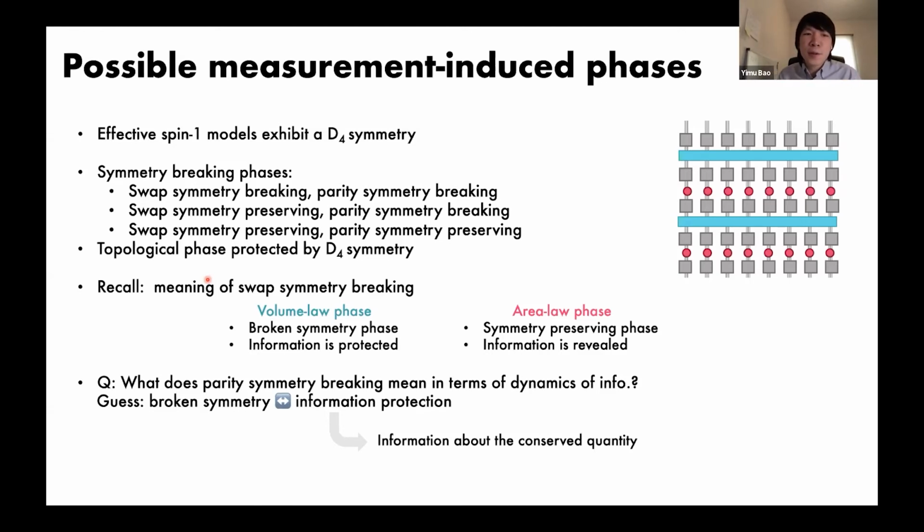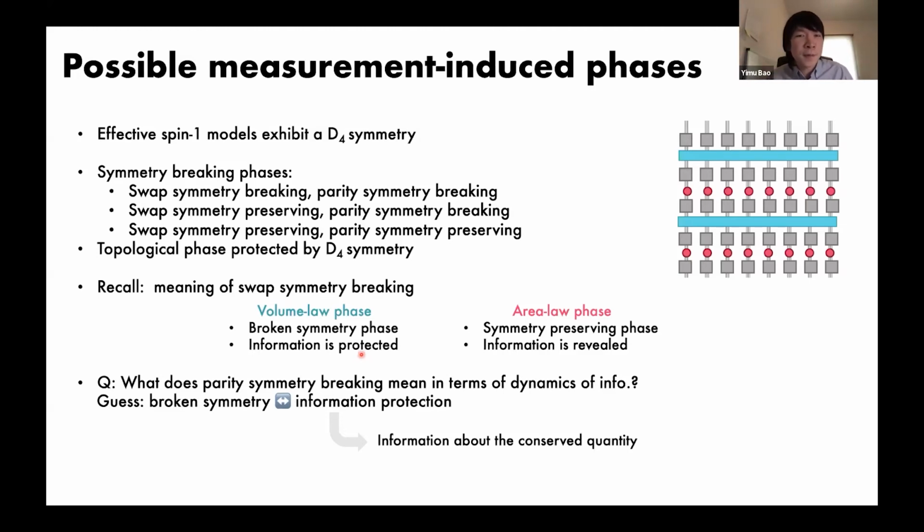So maybe it's a good time to take a step back. Let's recall what is the meaning of swap symmetry breaking. The swap symmetry breaking really corresponds to this entanglement phase transition between the volume and the area law phase. And the volume law phase, as I showed in the background slide, is a broken symmetry phase, and the quantum information is being protected by the scrambling unitaries. On the other hand, we have this area law phase when symmetry is preserved, and this is the situation when information is revealed.